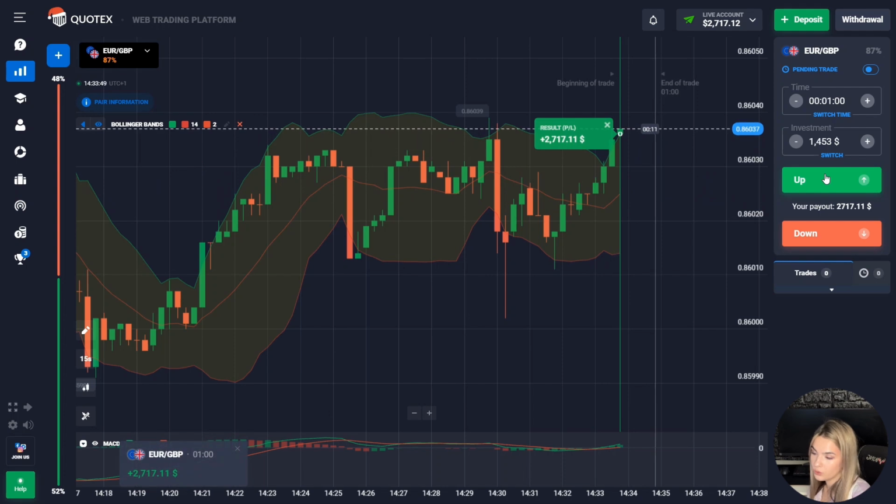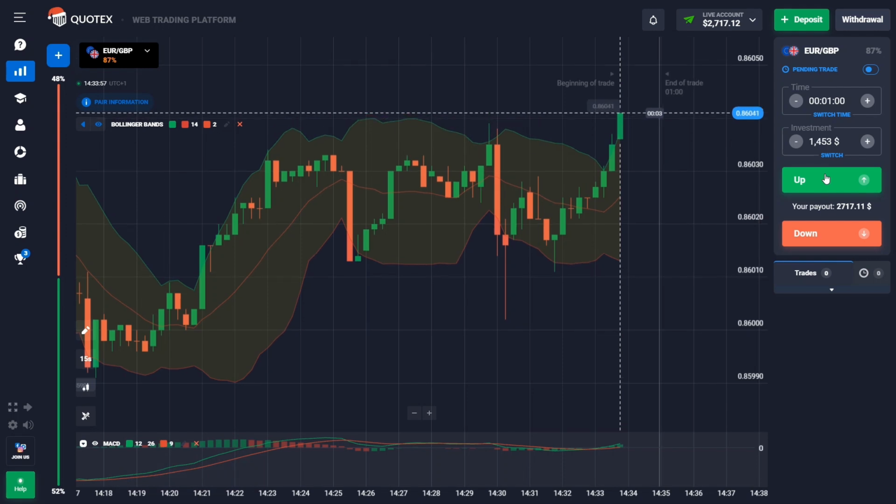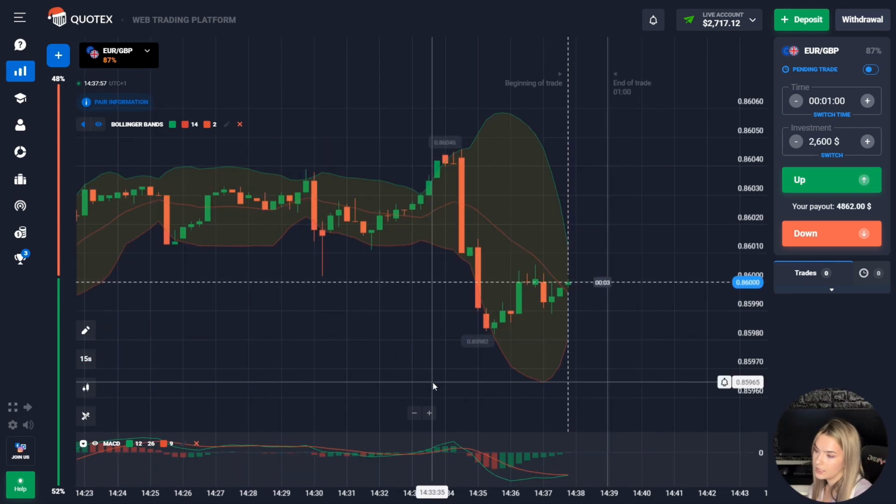The chart shows growth towards the upper limit of the indicator, which allows us, guys, to earn. Let's see what happens in the market next, guys.